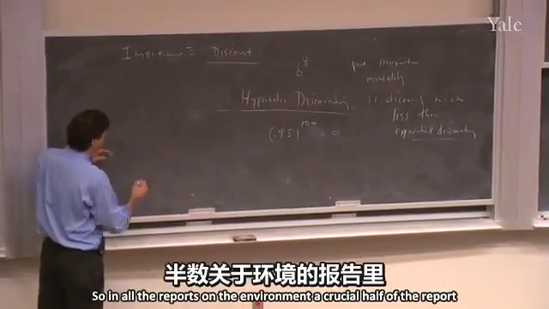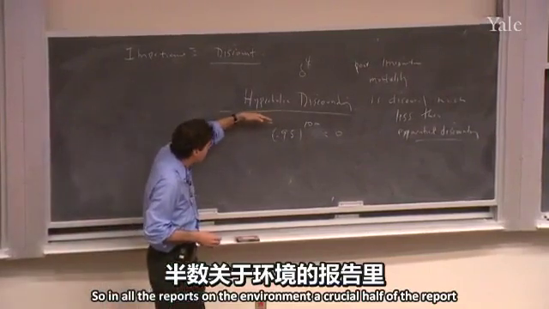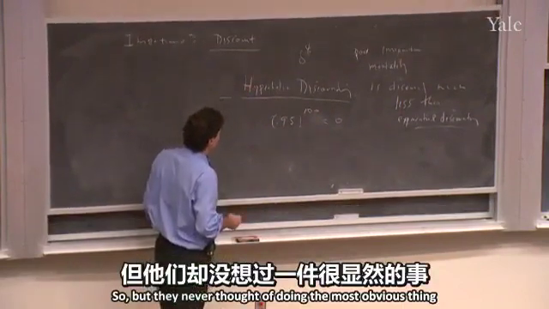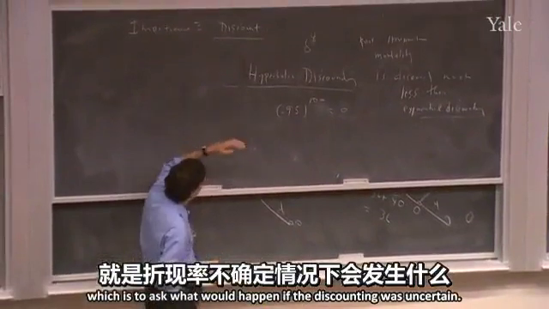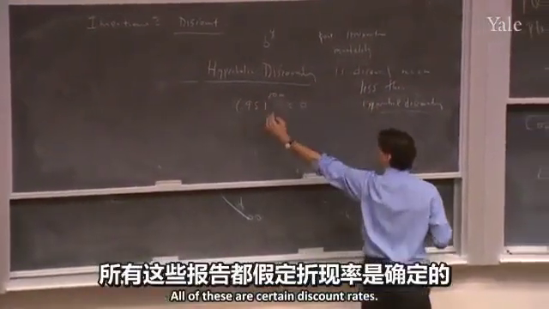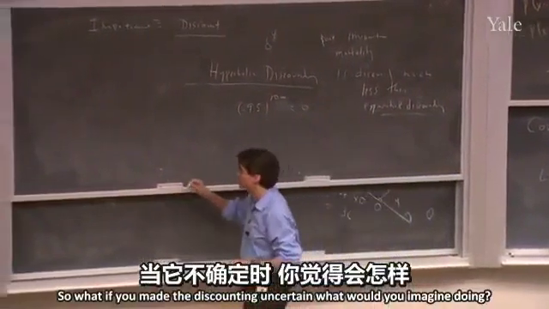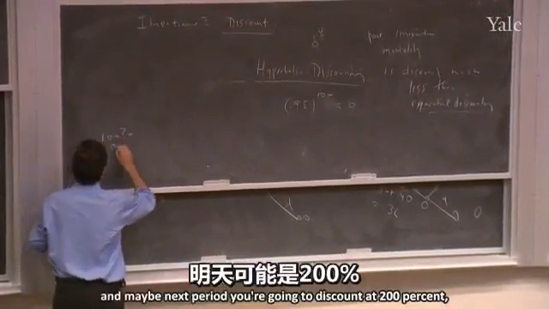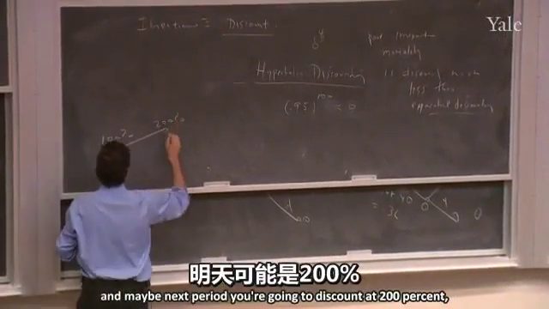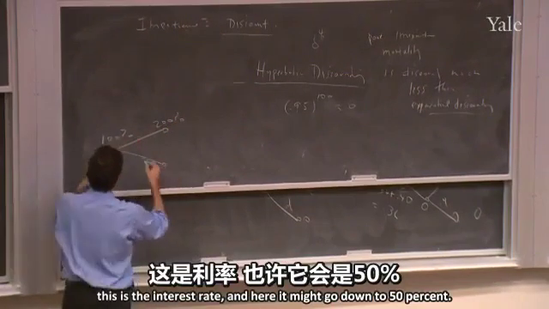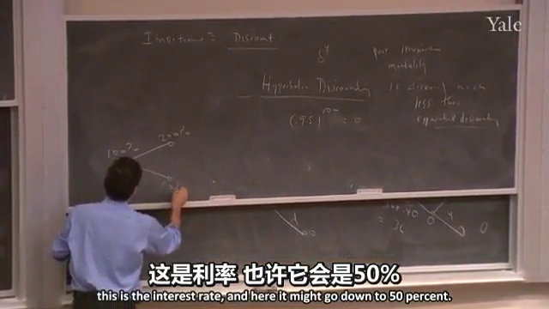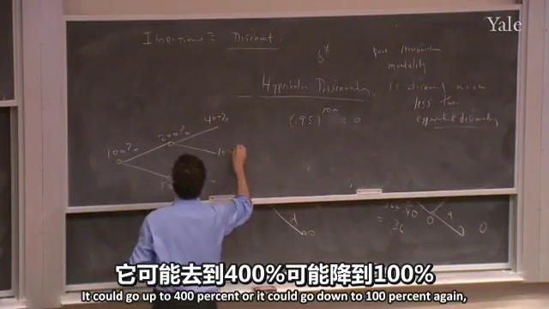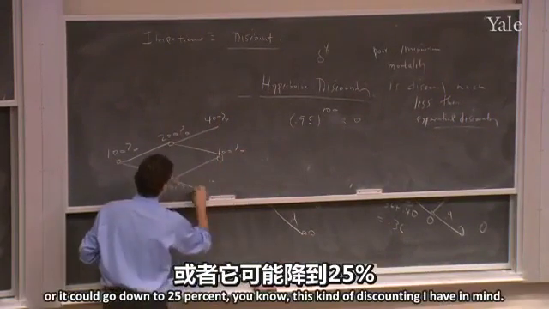So in all the reports on the environment, a crucial half of the report is devoted to what the discount rate should be. But they never thought of doing the most obvious thing, which is to ask, what would happen if the discounting was uncertain? All of these are certain discount rates. So what if you made the discounting uncertain? Suppose you discount today at 100%, and maybe next period you're going to discount at 200%. This is the interest rate. And here it might go down to 50%. It could go up to 400%. Or it could go down to 100% again. Or it could go down to 25%.